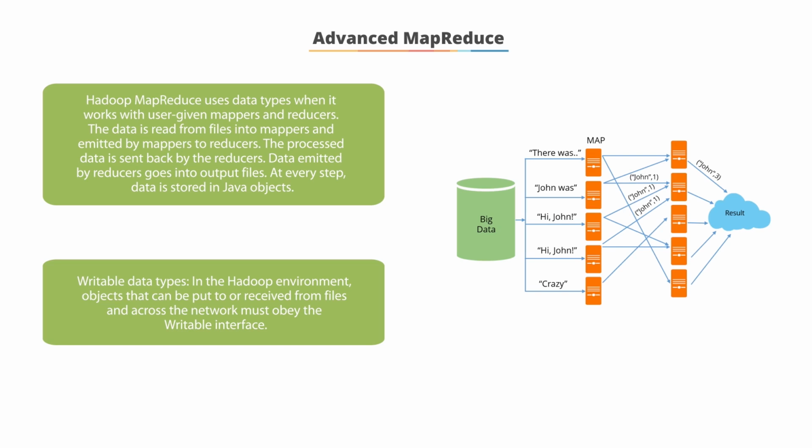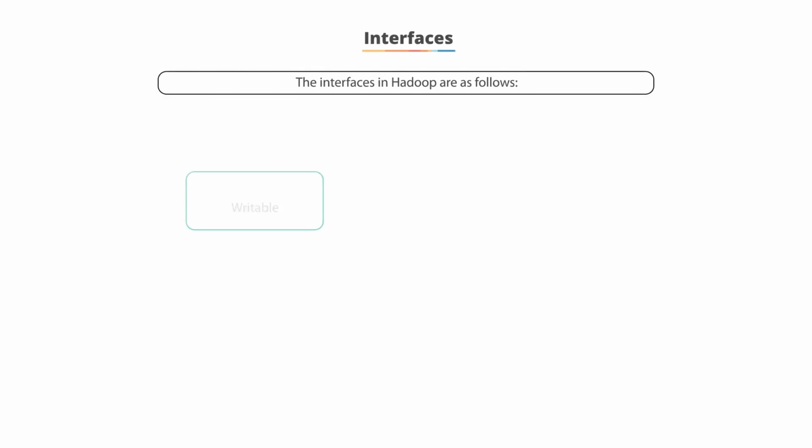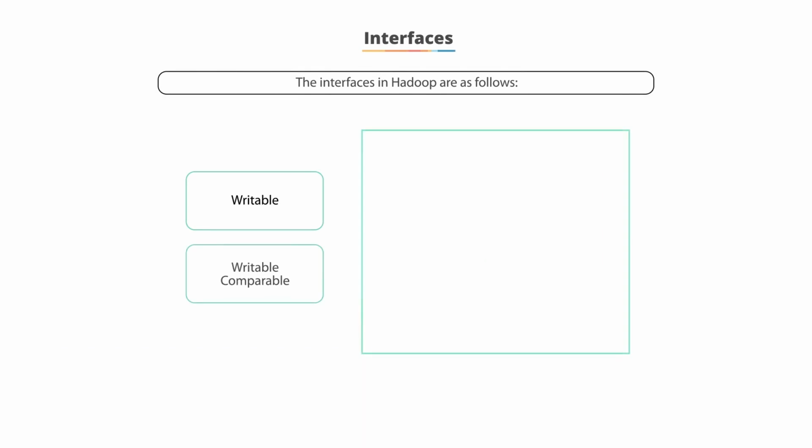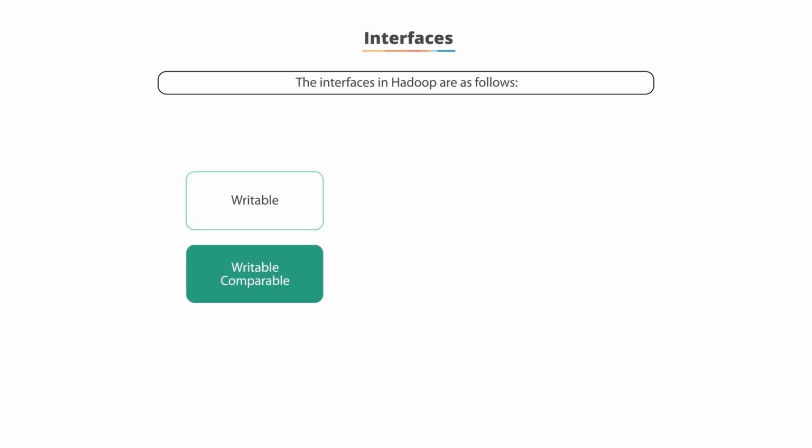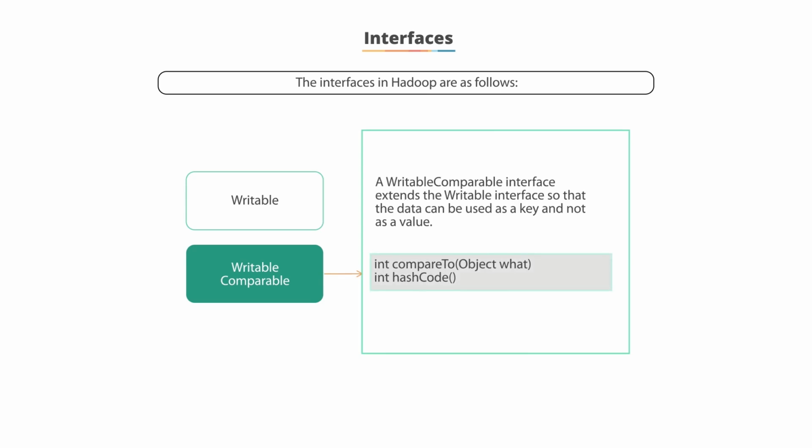Let's look at Hadoop interfaces in some more detail. The interfaces in Hadoop are writable and writable comparable. As you've already seen, a writable interface allows Hadoop to read and write data in a serialized form for transmission. A writable interface consists of two methods, readFields and write. A writable comparable interface extends the writable interface so that the data can be used as a key and not as a value. As shown here, the writable comparable implements two methods, compareTo and hashCode.